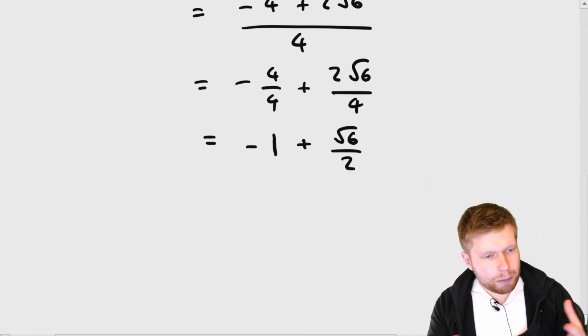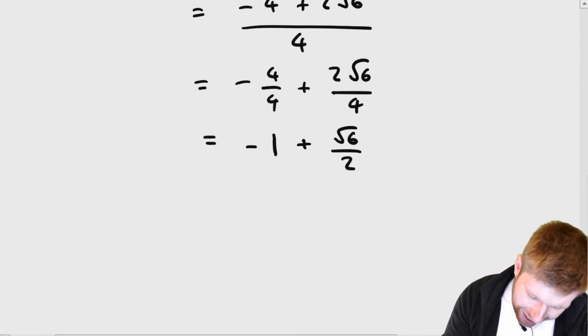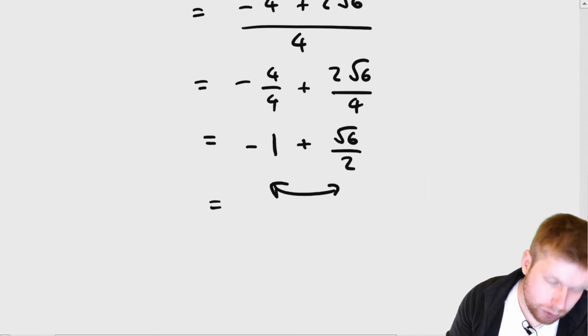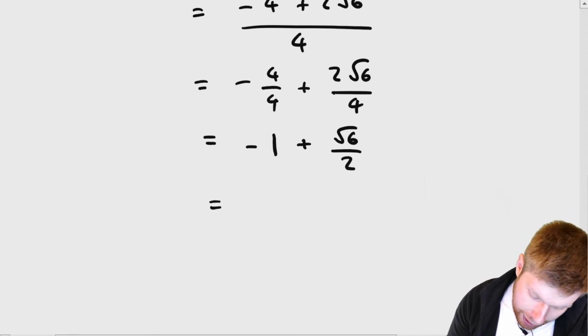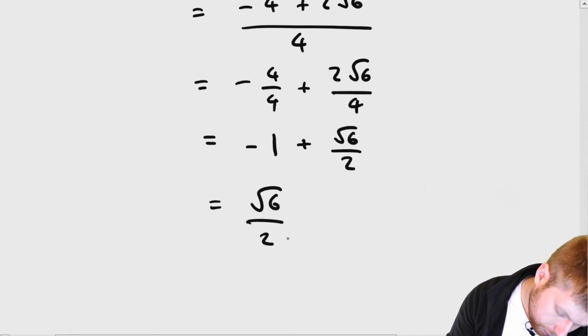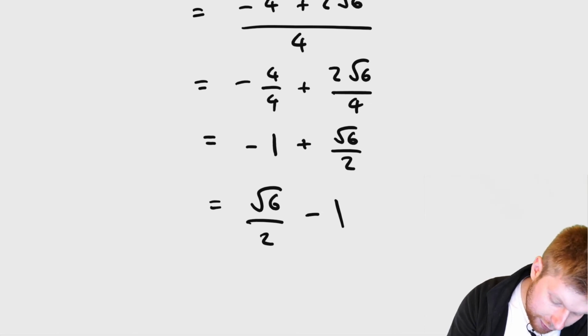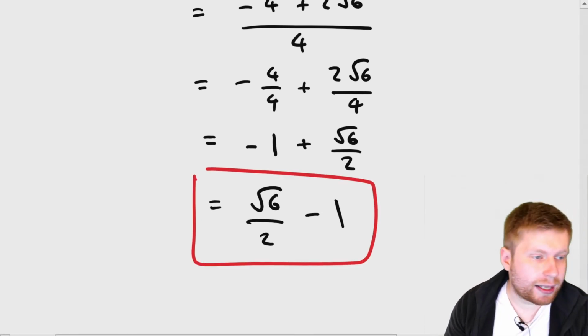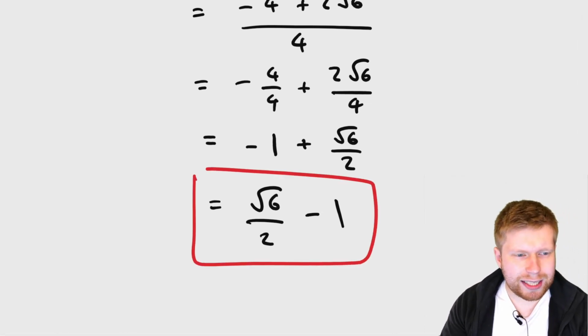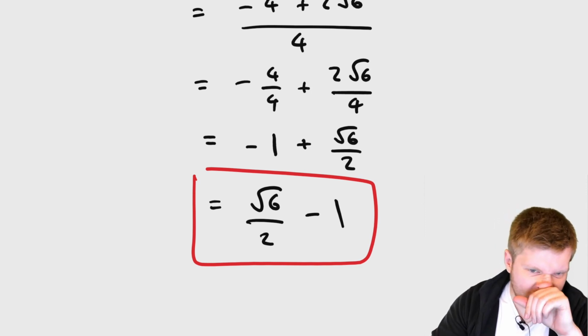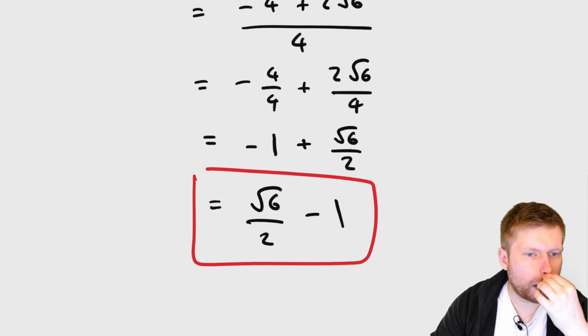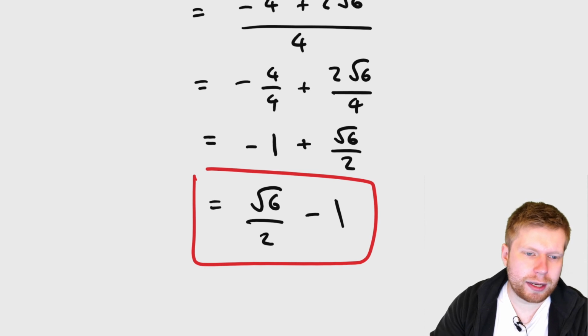Okay, so just because I prefer starting off on a positive, I'm just going to switch these two terms around. We're going to do a quick switcheroony. All right, so I'm going to have root 6 over 2 minus 1. And I would leave my final answer like that. Okay, so hopefully that makes sense with surds. Like I say, we've not had much time to finish off indices, but we'll do that in the next video.